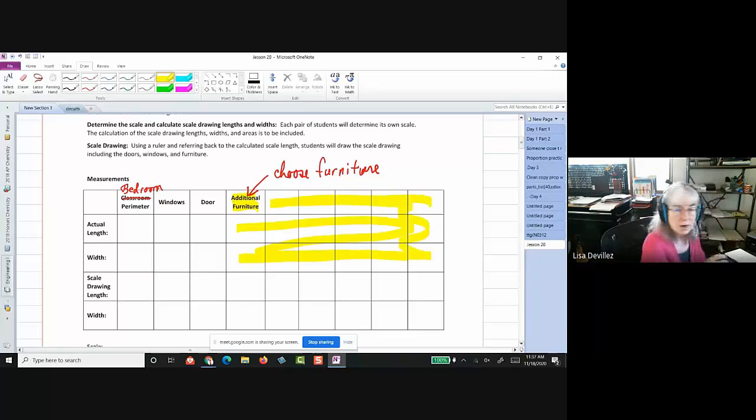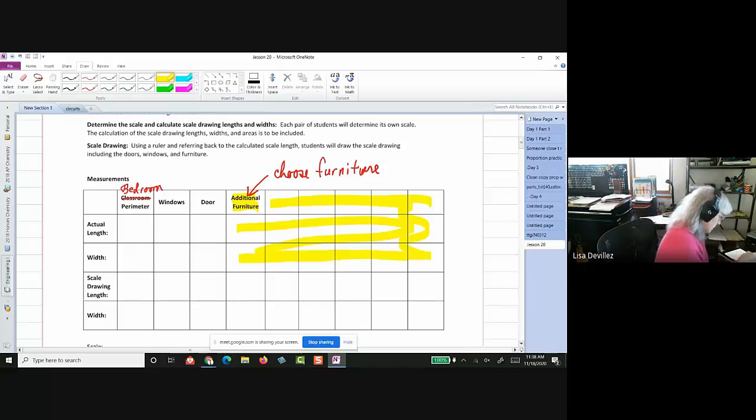So these first two are going to be the actual size of it. Then you get to choose a scale. You want to choose a scale that's going to fit on whatever graph paper you're going to use. If you have graphing paper, you can use that. I put a link to virtual graph paper on there, so you can use that if you want, or like I said, if you have regular graph paper, you can just use that.